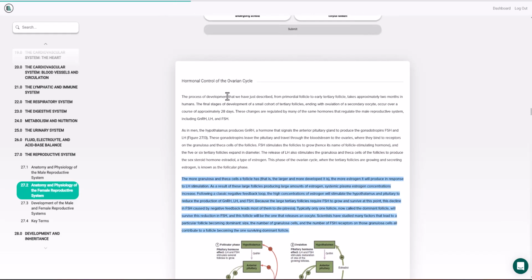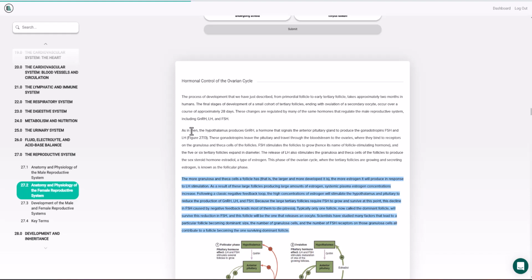So again, this is the 28-day cycle. The primordial follicle becomes a tertiary follicle. That takes about 2 months. This is not a short cycle. Basically 2 months, kind of similar to the formation of sperm, right? About 64 days. And it all initiates the same, male and female.